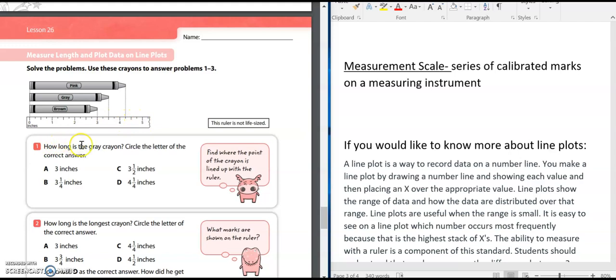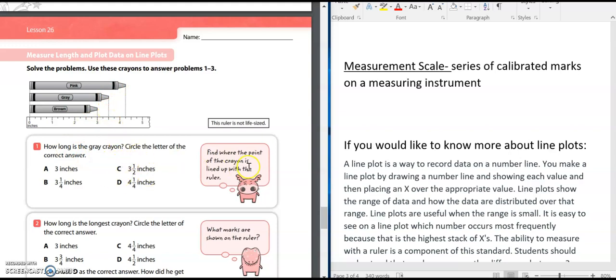Okay, how long is the gray crayon? Circle the letter of the correct answer. So we look up here, we find where it says gray, the end mark starts at 0 and it goes all the way up past the 3-inch mark. Remember, the spaces in between have 4 parts. So this is your 1/4, your halfway mark, 3/4, and 4. Okay, so your gray crayon stops at the 3.5. Ding, ding, ding. So you should circle C.